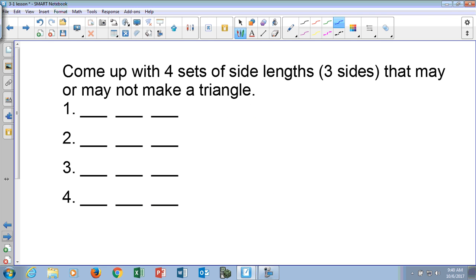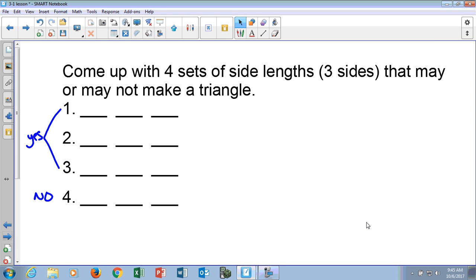Here's what I want you to do. Either with a partner or on your own, I want you to make 3 sets of sides that are yeses and 1 that's a no. Okay? So 3 sets of sides that would make up a triangle and then 1 that wouldn't. So we're going to pause and we're going to give you guys about 4 or 5 minutes. Now, either with your shoulder partner or you can try this on your own. All right, go.